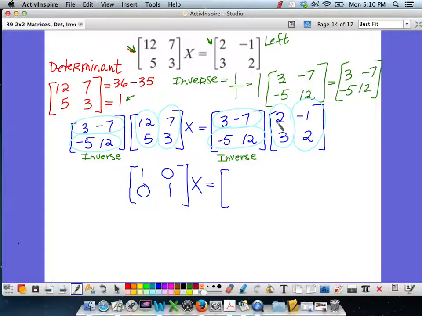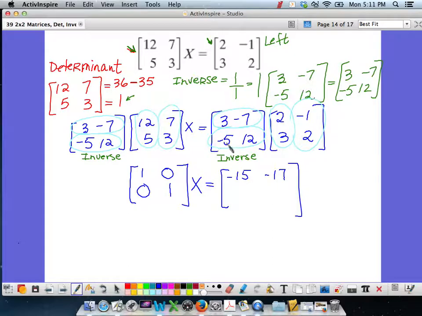3 times 2 is 6. Negative 7 times 3 is negative 21. 6 plus negative 21 is negative 15. First row, second column: 3 times negative 1 is negative 3. Negative 7 times 2 is negative 14. Negative 3 plus negative 14 is negative 17.